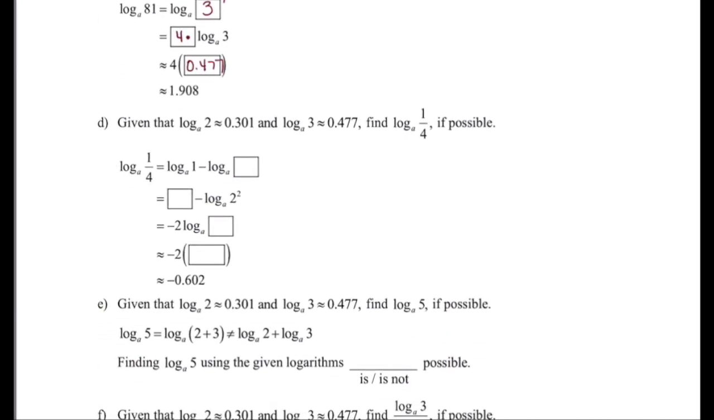Example D, we want to know what log base a of 1/4 is if we're able to find it. Here we're dividing, so we can use the quotient rule to turn it into subtraction. That would give us log base a of 1 minus log base a of 4. Also, we have ourselves a rule. Log base a of 1 is 0 because when I take a to the 0 power, I get 1.